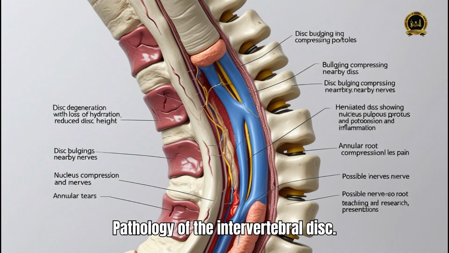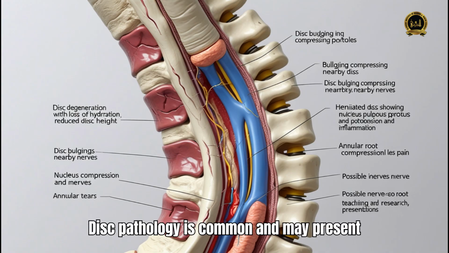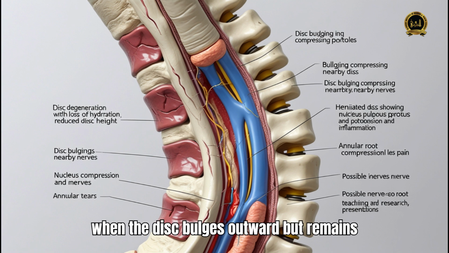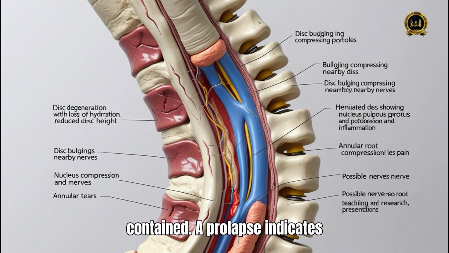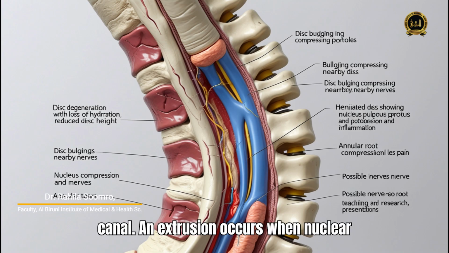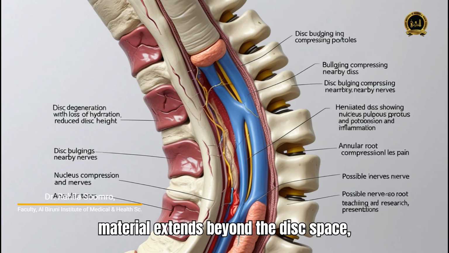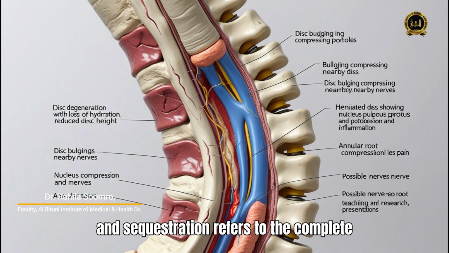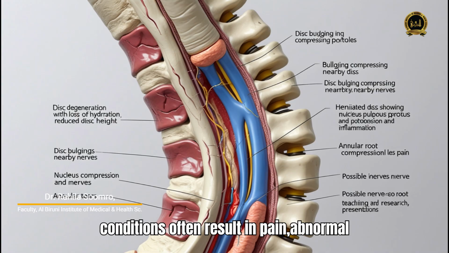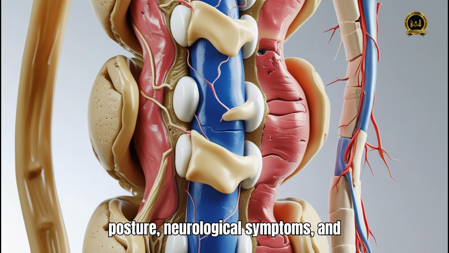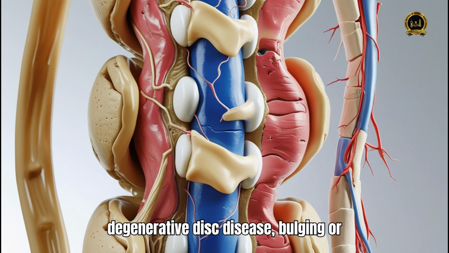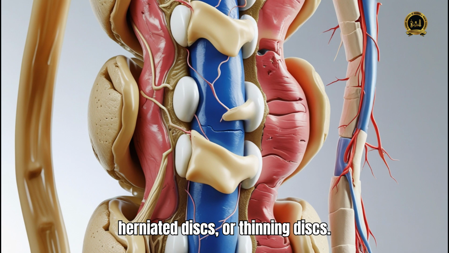Pathology of the intervertebral disc. Disc pathology is common and may present in several forms. A protrusion occurs when the disc bulges outward but remains contained. A prolapse indicates rupture of the nucleus into the spinal canal. An extrusion occurs when nuclear material extends beyond the disc space, and sequestration refers to the complete separation of disc fragments. Such conditions often result in pain, abnormal posture, neurological symptoms, and reduced mobility. Imaging may reveal degenerative disc disease, bulging or herniated discs, or thinning discs.